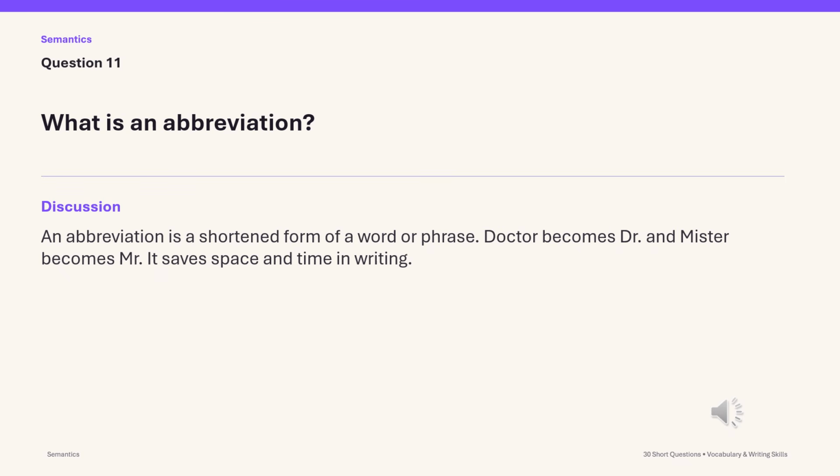What is abbreviation? Abbreviation is the shortened form of a word. For example, doctor becomes Dr., Mister becomes Mr. It helps to save time and space. So, abbreviations shorten words or phrases.